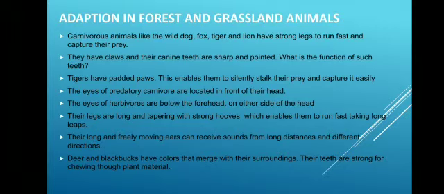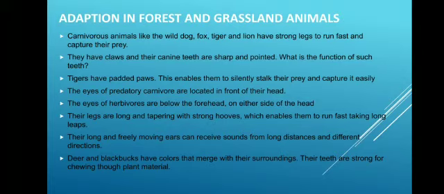Okay. Now the adaptation in forest and grassland animals. Now see students, there are three types of animals: herbivorous, carnivorous and omnivorous. That you know. Now herbivorous means which animals? Which eat only the grasses or which eat only the plants. Carnivorous, the animals which eat other animals or which depend upon other animals for their food are called carnivorous animals.